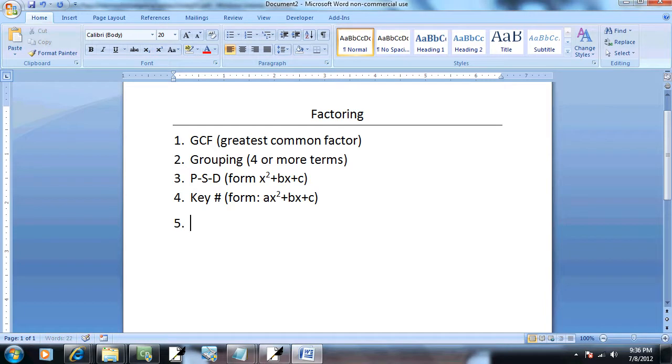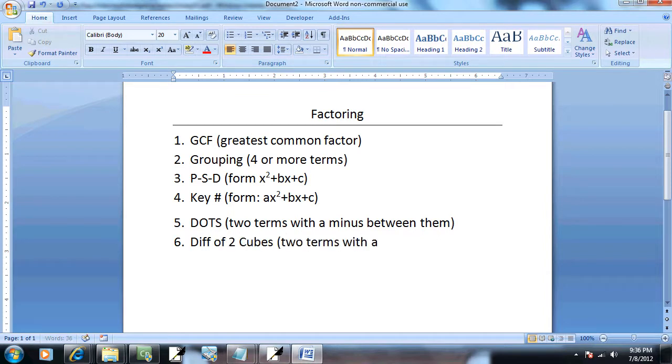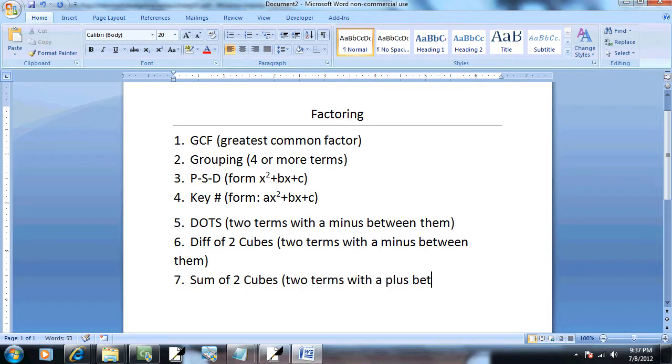And then the fifth one is the difference of two squares. And this is when you got two terms with a minus between them. Sixth one is the difference of two cubes. And this is when you got two terms with a minus between them. Then the seventh one is the sum of two cubes. And this is when you got two terms with a plus between them.